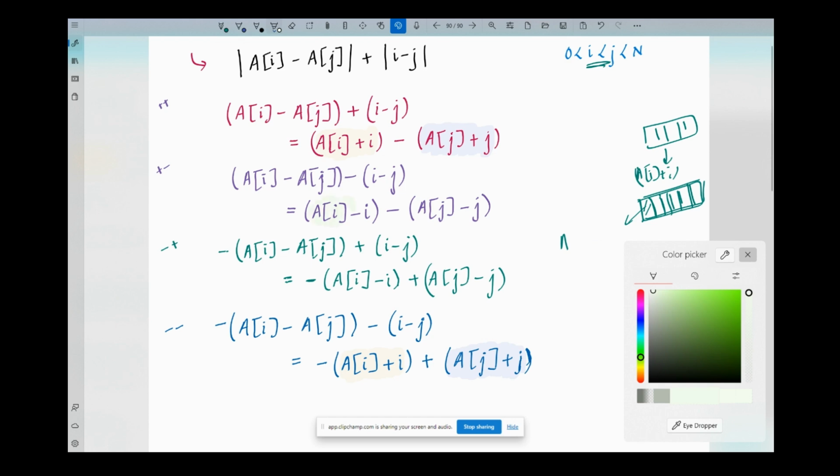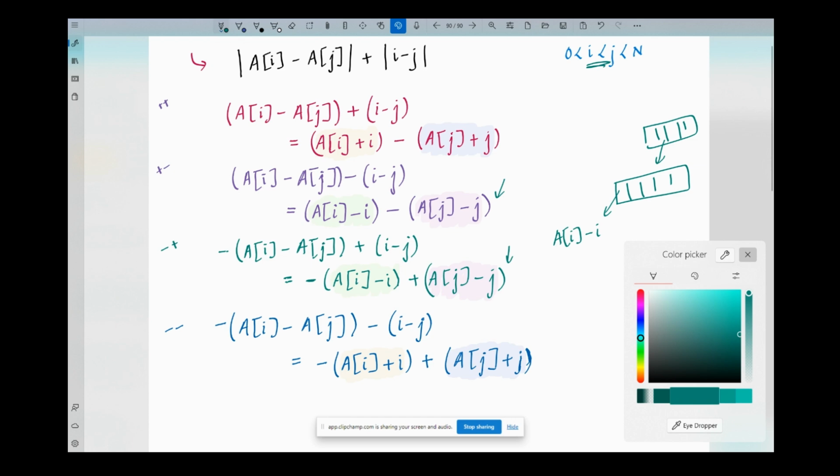So we have ai minus I here and aj minus j over here, right? So if we had a different array this time, because the previous array was storing the value of ai plus I, if we had converted this array into another array and this had the value of ai minus I for all indices, we would have been able to calculate this expression as well as this expression.